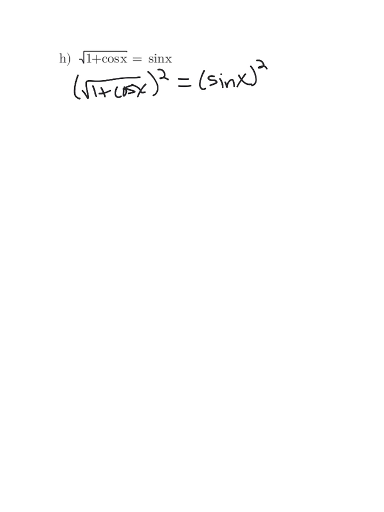When you square a square root, they offset each other, cancel if you will, and you would be left with just 1 plus cosine x. Squaring the sine just gives you sine squared x. So what happens now is we got rid of the square root, which is great, but now we have two different functions.